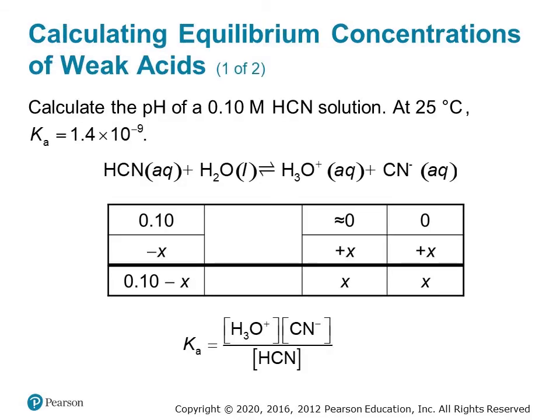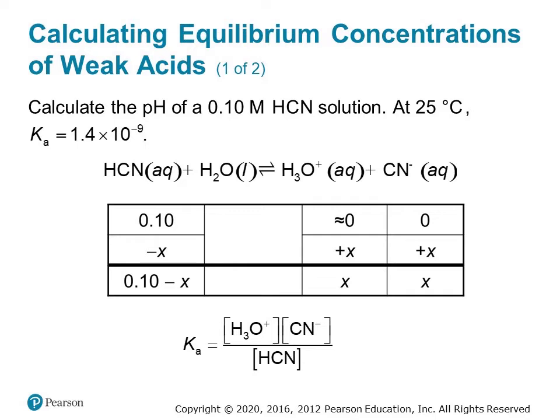Here's another example of how we can use a weak acid equilibrium. We're asked to calculate the pH of a 0.10 molar hydrocyanic acid solution, an acid which has a Ka of 4.9 times 10 to the minus 10. The Ka value shown on this slide is incorrect. It'll get fixed on the next slide.